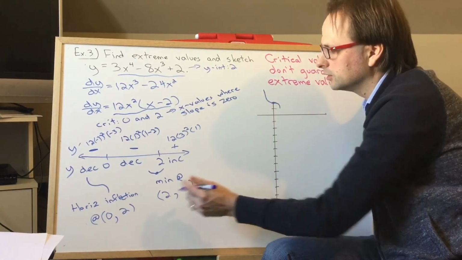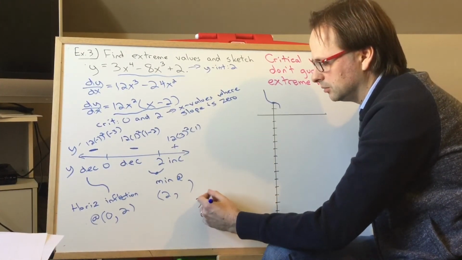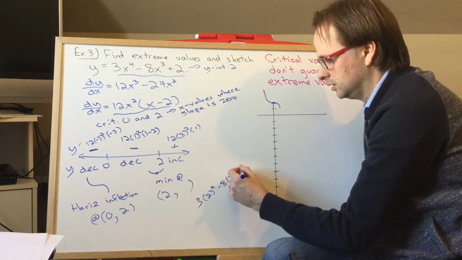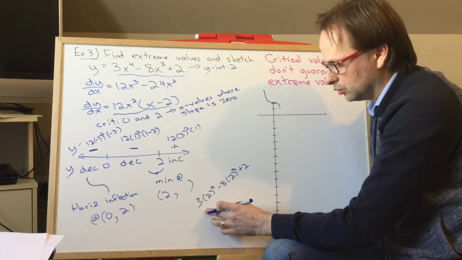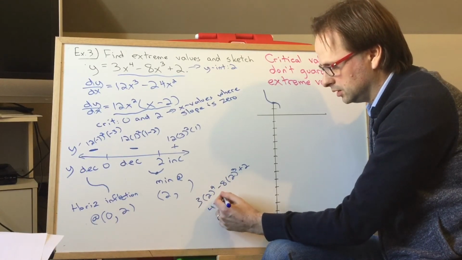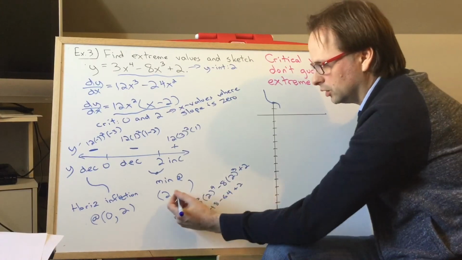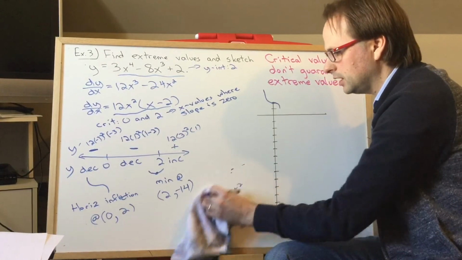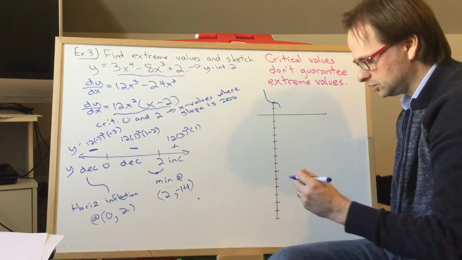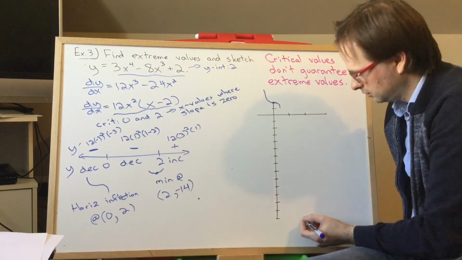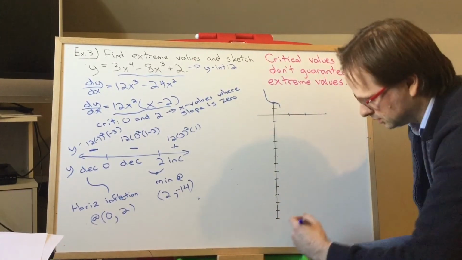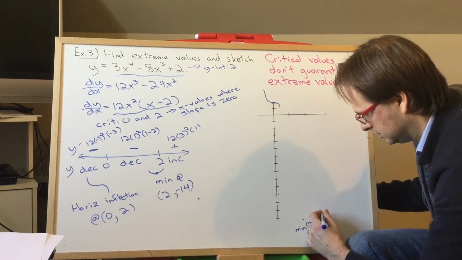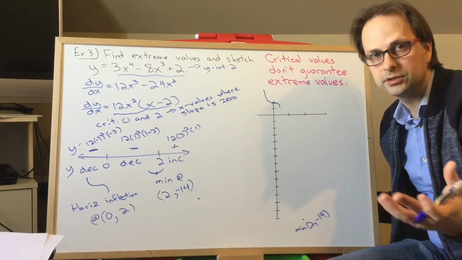If I put in 2 into this, let's see what I get. 3 times 2 to the 4 minus 8 times 2 cubed plus 2. So what is that? That's 48 minus 64 plus 2. I'm going to get negative 14. And I can put that on my function too. At 2, negative 14, there's a min. Now I just have to connect it up.